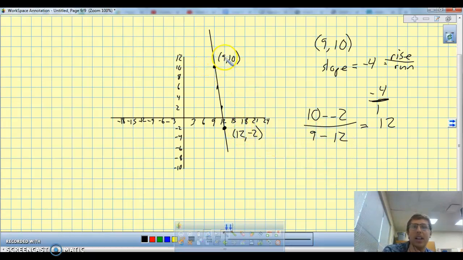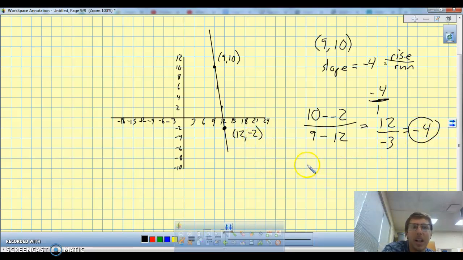So you go from 9, on the x, how much did you change from 9 to 12? Well, if you keep the same pattern, 10 minus negative 2, you have to do 9 minus 12, and you'll get negative 3. So this equals negative 4. Positive 12 divided by negative 3 gives you negative 4. Now let's try it the other way.